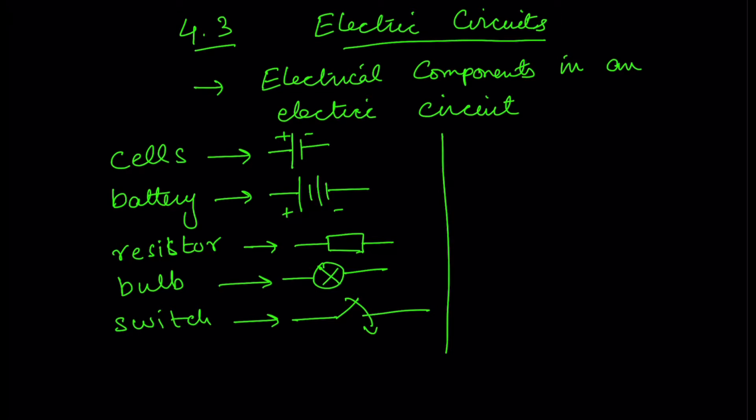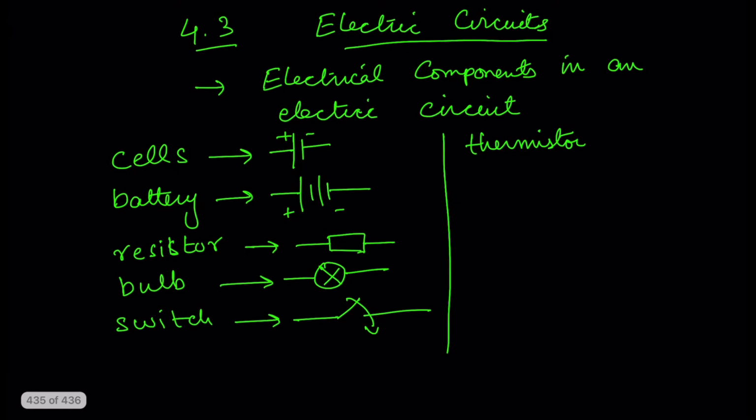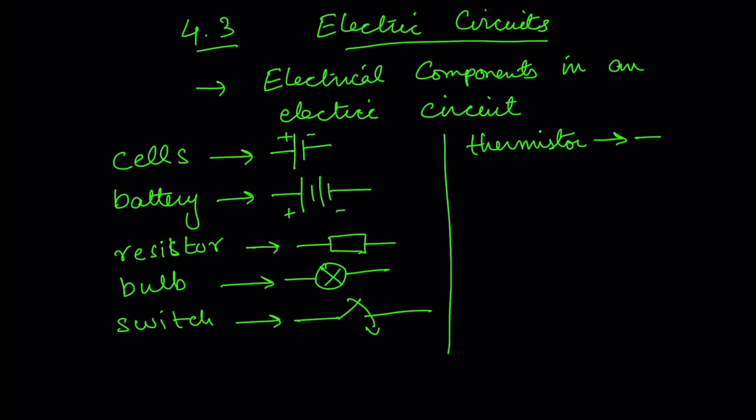Okay. Now the next comes thermistor. I'll let you know what it is. So for the thermistor, we have a symbol which looks like this, and then we have LDR, light dependent resistor. For this one, this is the symbol for the light dependent resistor.